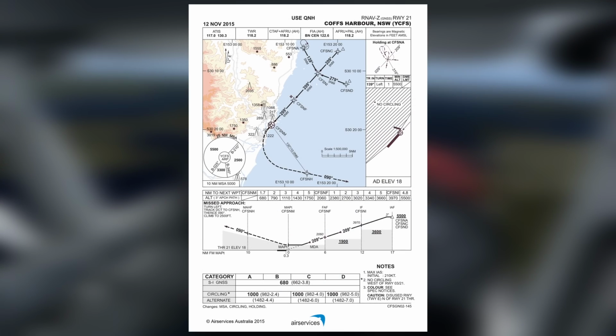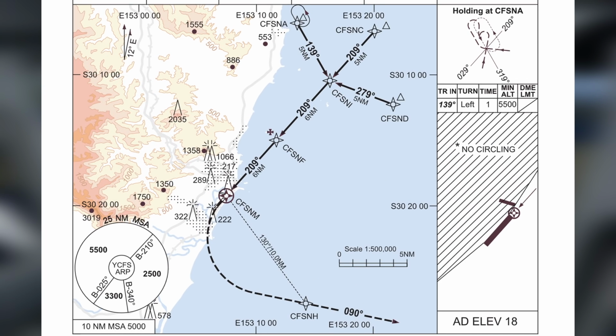So here we have our Coffs Harbour RNAV chart for runway 21. Here we see the map, and in the bottom left hand corner of the map we have the 25 nautical mile minimum safe altitude dial. This dial basically shows you what the minimum safe altitude is if you're approaching the airfield from all the different angles. So you can see from the landward side, 5,500 feet is the minimum safe altitude you should be at.